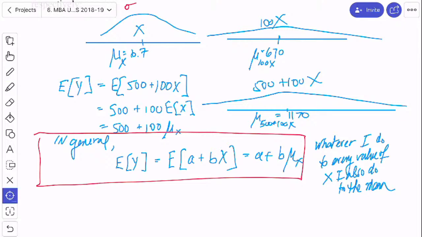Notice what happened here: it got flatter. So the standard deviation is going to grow, but by how much? What actually affects the standard deviation? Well, adding 500 didn't affect the standard deviation, right? Adding 500 only affected this value here, but how spread out everything is stays the same. So it was only the value in front that affected the standard deviation.